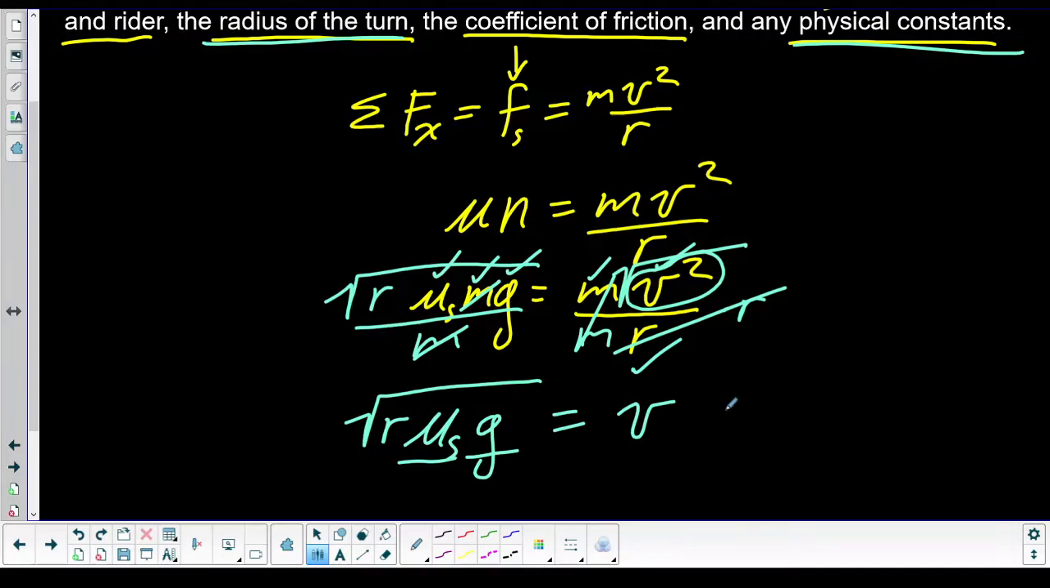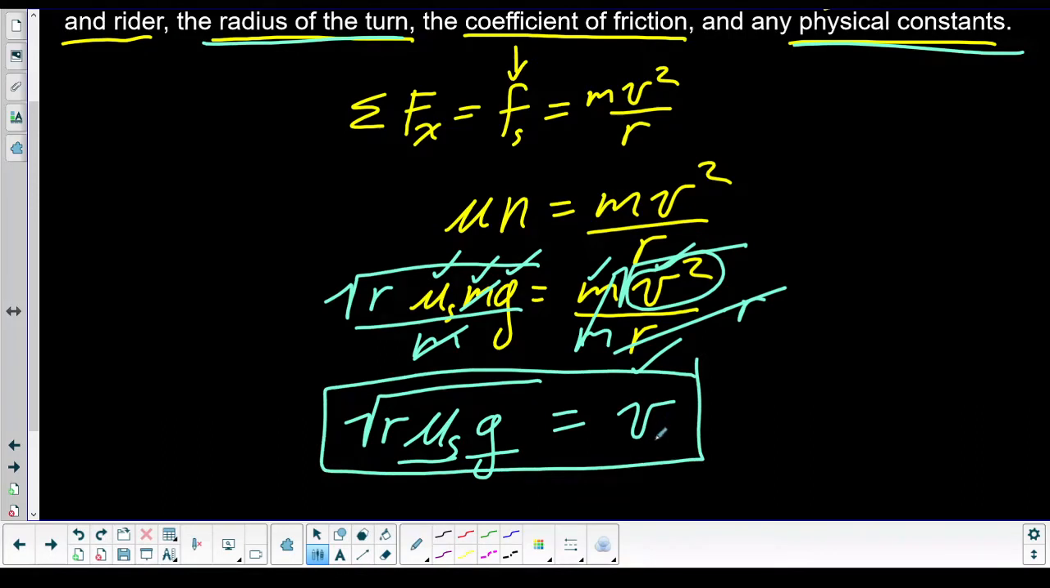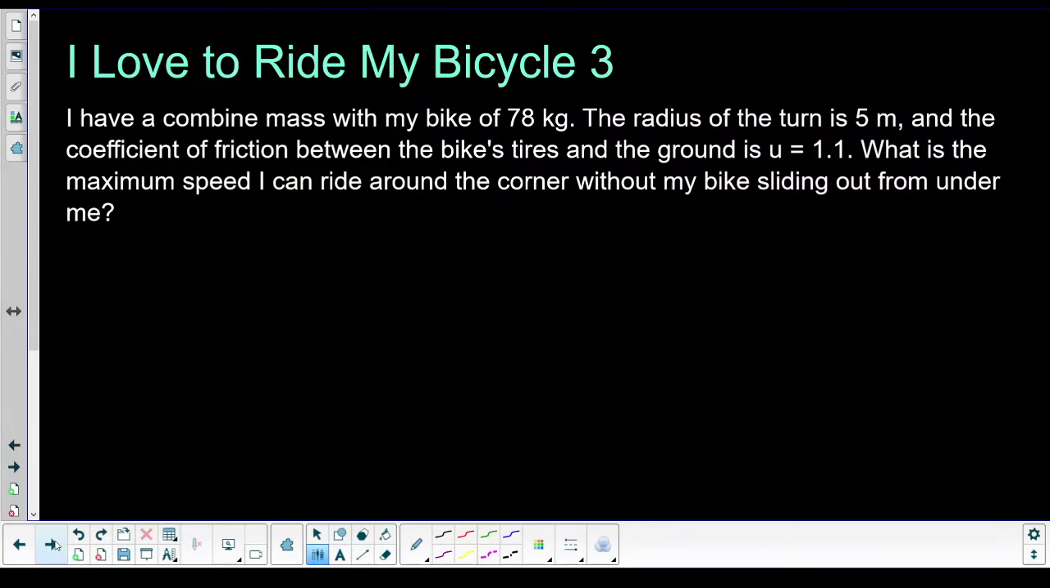Okay, so there we go. This is our equation for the maximum velocity of me going around the turn. Okay, all right. Cool, we've done it. That was a fun little math problem. Now let's see what else they have for us.